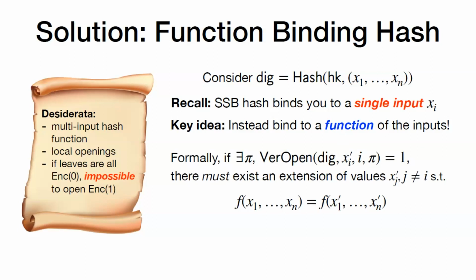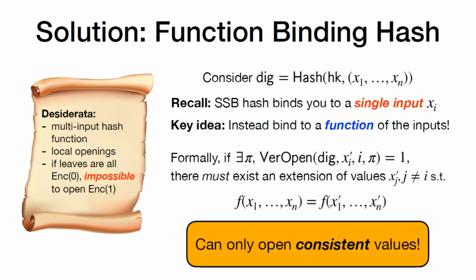A little more formally, this says if there exists a proof that opens up this digest to some value xi prime at position i, then there must exist an extension of values such that f applied to x1 prime to xn prime is equal to f applied to the original values used to compute this digest. A little more succinctly, it says you can only open to consistent values. So you can't open to anything inconsistent with the value of the function on your original inputs x1 to xn.